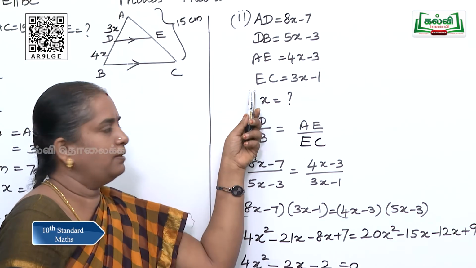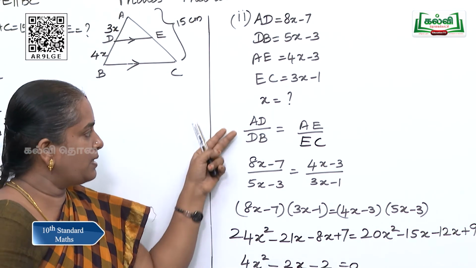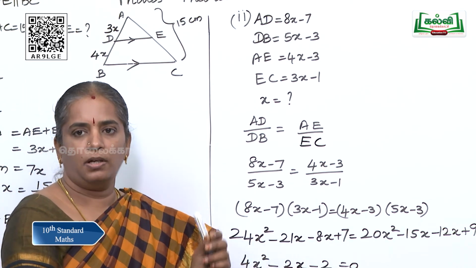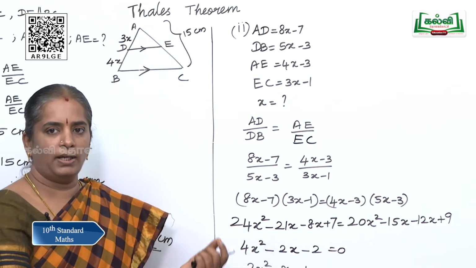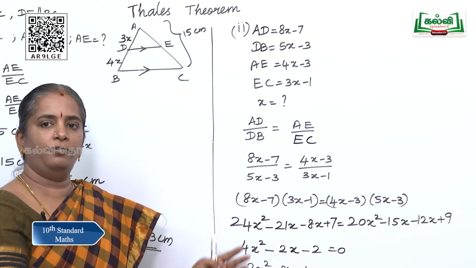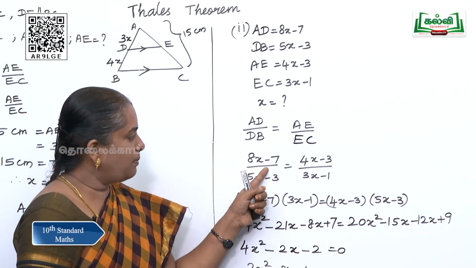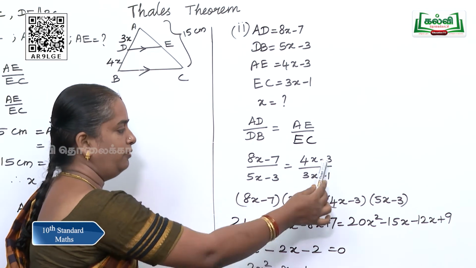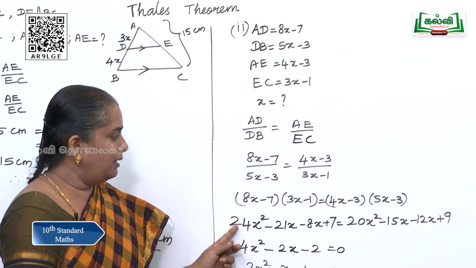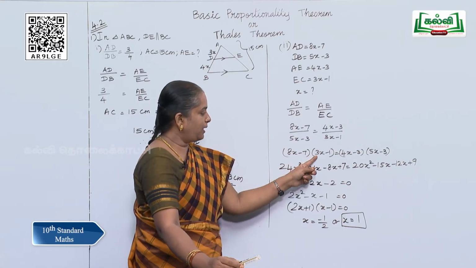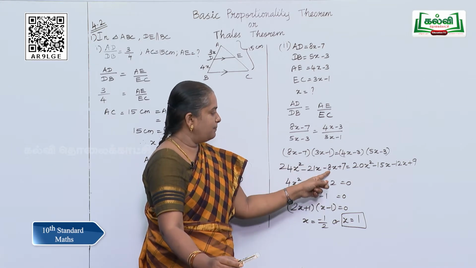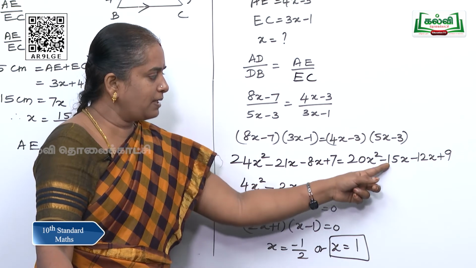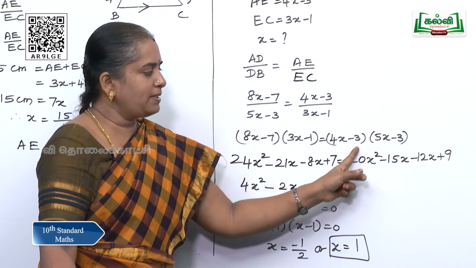We can substitute what is AD and what is DB and all the others. Then we have to use our solving method, that is we will solve the quadratic equation. By this way we will find the value of x. So, here 8x minus 7 into 3x minus 1 is equal to 4x minus 3 into 5x minus 3. Multiplying, we get on the left side 24x square minus 21x minus 8x plus 7, and here 20x square minus 15x minus 12x plus 9.